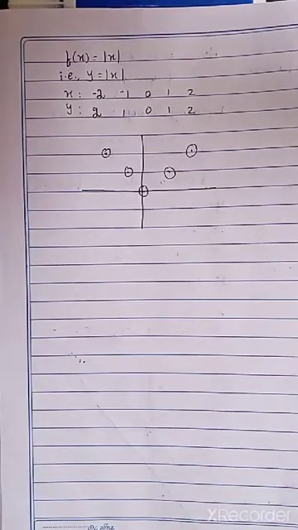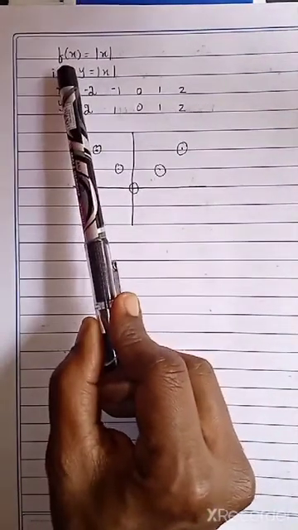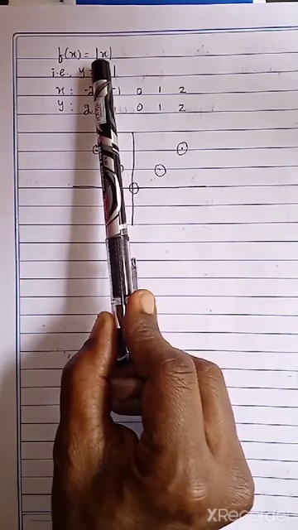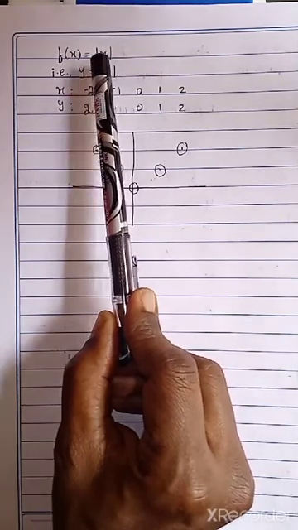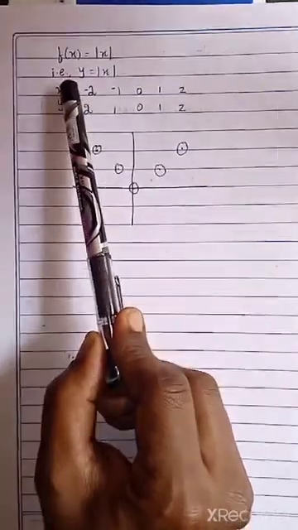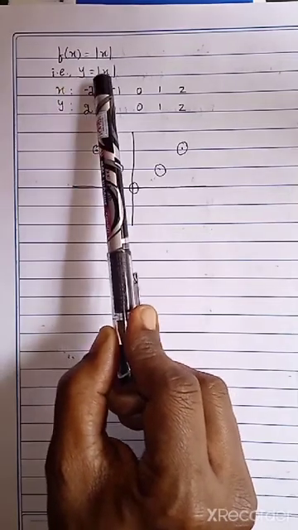Now I'll explain with an example. First I'm going to take the function f of x equal to mod x. What is meant by mod x? Mod means only positive values, right? So we are taking f of x equal to mod x. We can also take f of x as y, so y equal to mod x.